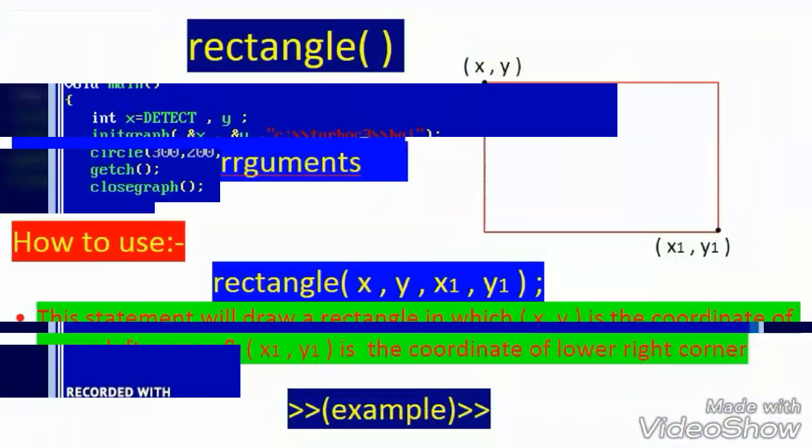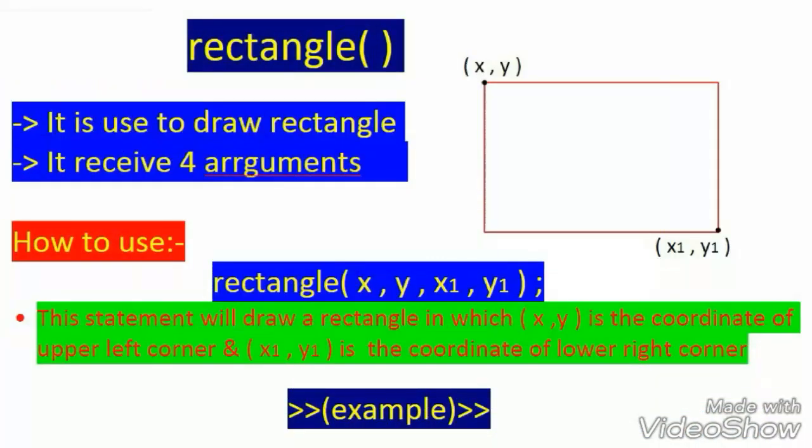The rectangle function is used to draw a rectangle. It receives 4 arguments. Let me explain how to use it. Here you can see a statement which will draw a rectangle in which the point x, y is the coordinate of the upper left corner and the point x1, y1 is the coordinate of the lower right corner, as you can see in the diagram. Now let me show you an example.